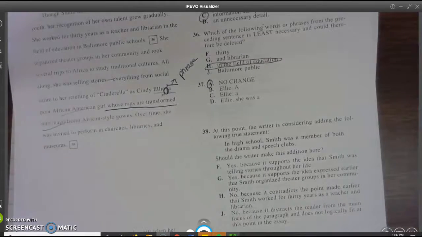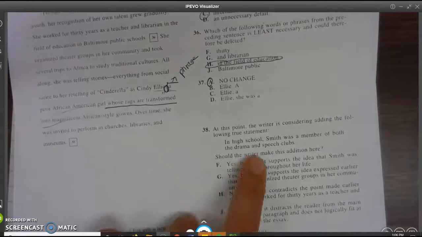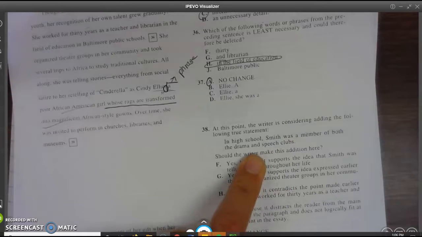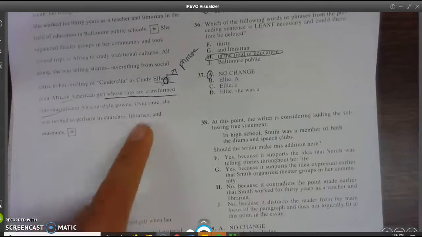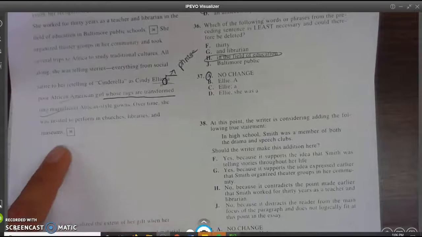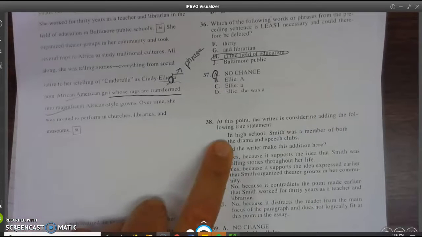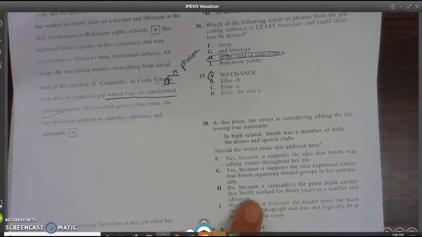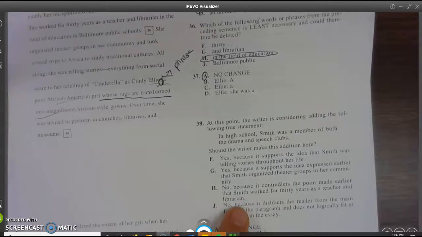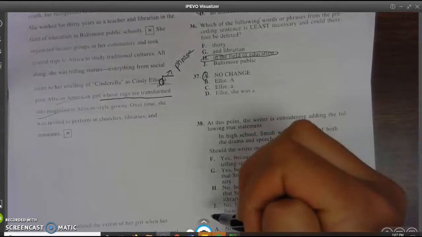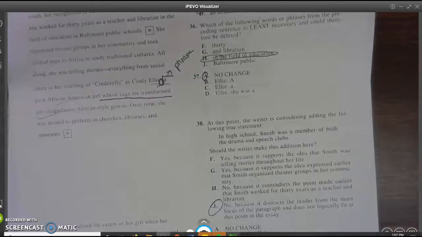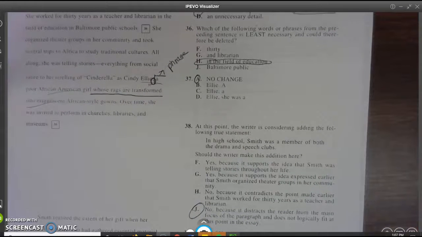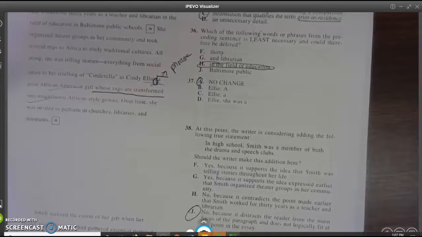38. At this point, the writer is considering adding the following sentence. In high school, Smith was a member of both the drama and speech clubs. So over here it ends. Over time, she was invited to perform in churches, libraries, and museums. I don't like that sentence because it goes back in time. So let's see. No, because it contradicts the point made earlier that Smith worked for 30 years as a teacher and librarian. No, because it distracts the reader from the main focus of the paragraph and does not logically fit at this point in the essay. Agreed. That one.